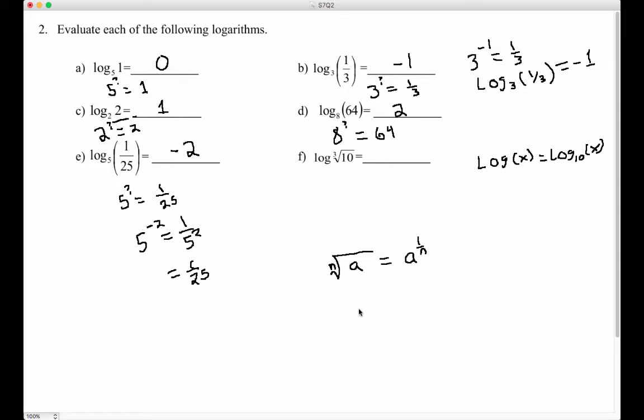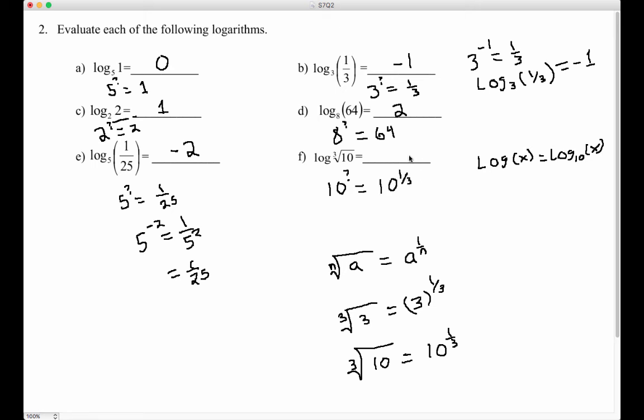So just as an example here, if I had the cube root of 3, that would be 3 to the 1/3. Well, more relevant to what we're doing, if we had the cube root of 10, that's the same thing as 10 raised to the 1/3 power. So back at the ranch here, what we're asking is, what power do I need to raise 10 to make it equal to 10 to the 1/3? And obviously, hopefully we see that the exponent would have to be 1/3.